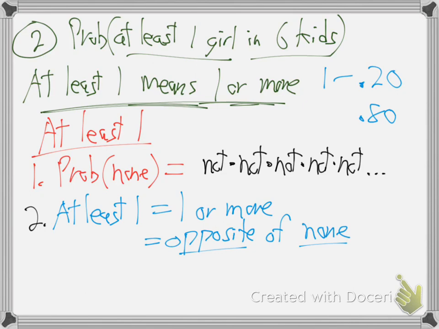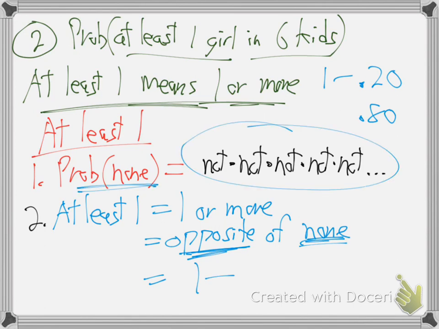Because 1.0 decimal is the same as 100%. We good on that fact? So my point is opposites are always found by 1 minus, aren't they? So if this is the opposite of none, then it's 1 minus the none. What's the none? We just said it right there. It's 1 minus not, times, etc.